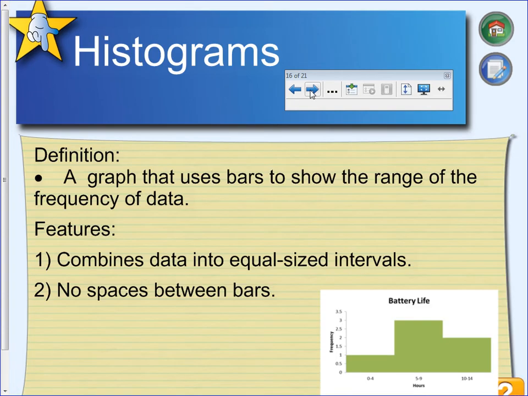The next one we're going to go to is a histogram. A definition of a histogram is a graph that uses bars to show the range of frequency of data. So just like a bar graph, the histogram uses bars, and it shows the range. It's the range of frequency of the data, which we'll get back to in our example.